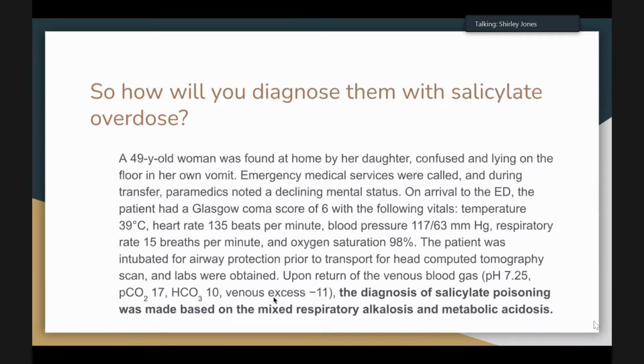So how do you make this diagnosis of salicylate overdose? Because you could say this lady is probably septic, she's febrile, she's tachycardic. Maybe she has meningitis, encephalitis, she's altered with a fever, etc. But the key is in the blood gas. She has a really low PCO2, so she has a respiratory alkalosis from hyperventilation, and she also has a metabolic acidosis. So that's going to be our key.